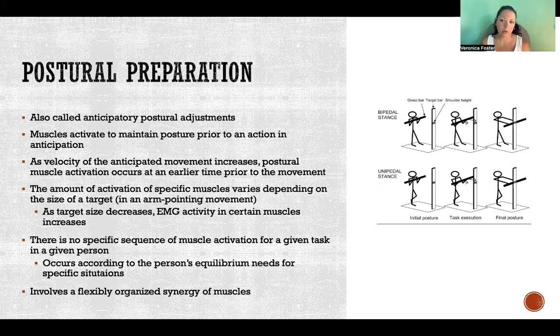So that's postural preparation. It's not specific to any certain movements, any certain muscles, any combination or timing. It can be different. Even if I reach out and pick up my mug 10 times, I might activate my muscles differently each of those times. So it's really about activating whatever muscles are required at any given moment, because it depends on the equilibrium needs of the task in that particular situation.